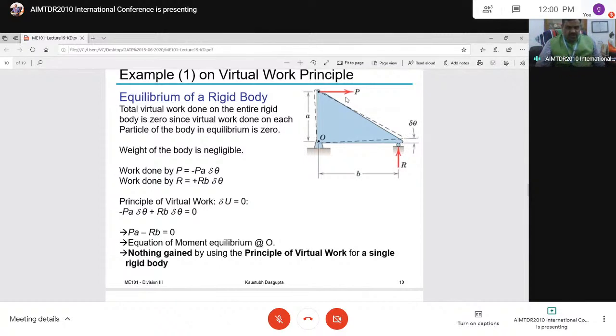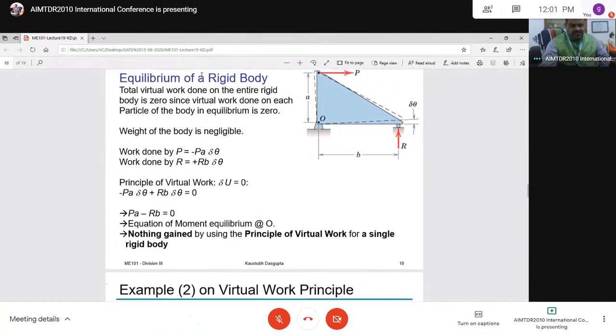Okay, work done by this force and work done by this force. That is P into A delta theta is equal to work done by R into B into delta theta. One is clockwise and another is counterclockwise about this point. That's why we are using this equilibrium moment equation. This is what: PA is equal to RB, or P is equal to RB by A, or R is equal to PA by B. See, this is how the virtual work can be determined.